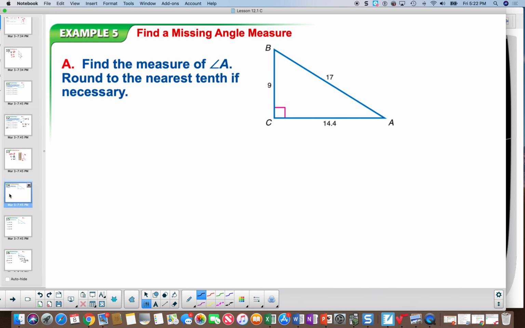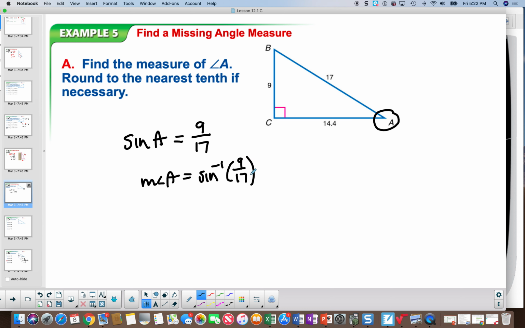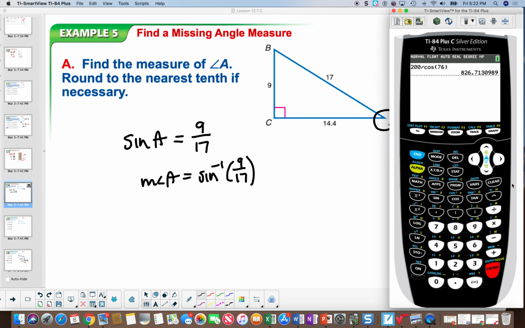Okay, I'd like to figure out the missing angle, and I have all 3 sides, so you can use any of the trig functions you want. I think I'll just go ahead and use sine. So sine of A is equal to 9 over 17. Now to figure out angle A, remember I have to do the inverse of 9 over 17. Then I'm going to go to my calculator, and I'm going to do second sine 9 divided by 17.